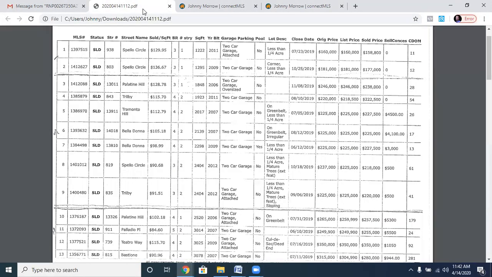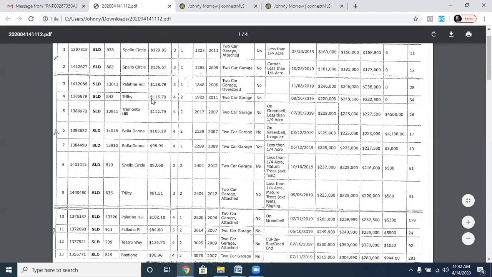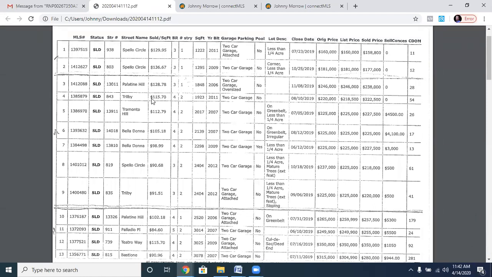So the houses that we're going to compare this to are going to be 843 Trilby. What's the next one? 13911 Tremonto Hill. Yes. And then 14018 Belladonna. Yes.